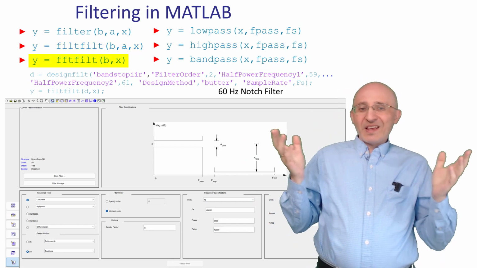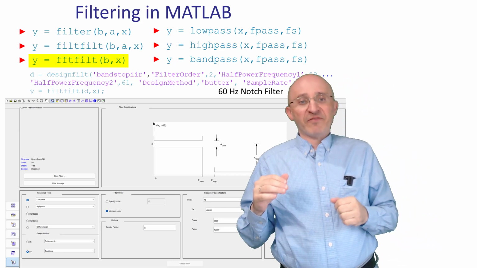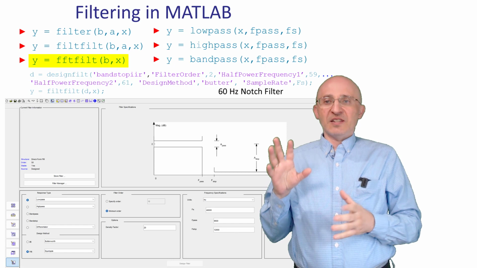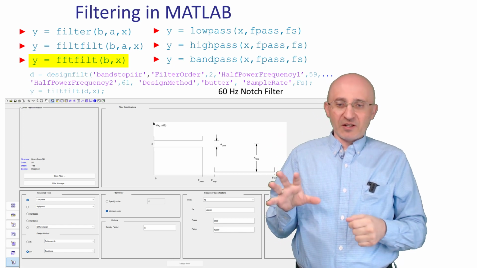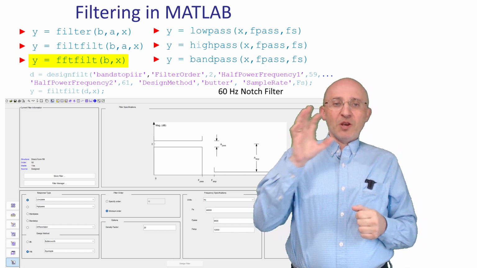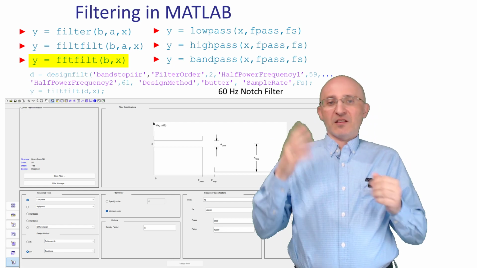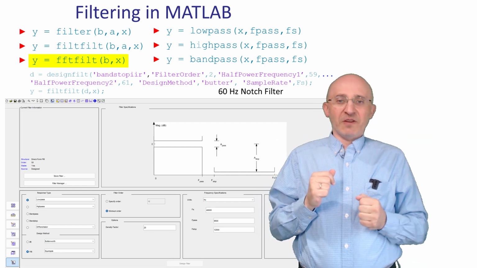Now you also have another type of filter, which is FFT, fast Fourier transform based filter, and this filter is designed only for FIR filters. So you need only coefficients B, you do not need any coefficients A in that filter. Again, x is input, y is output of that filter.